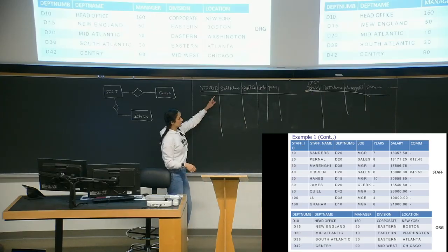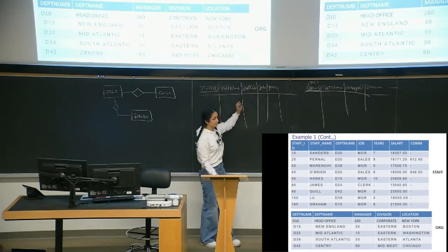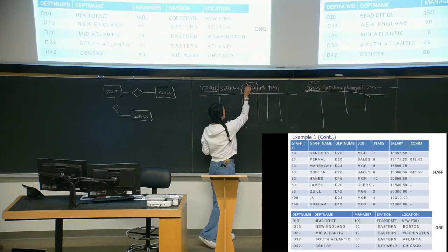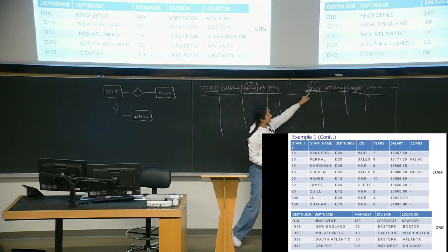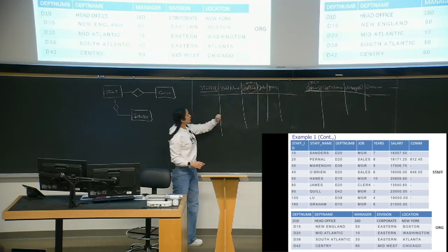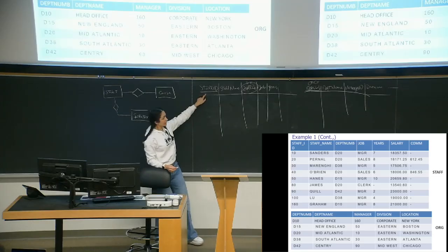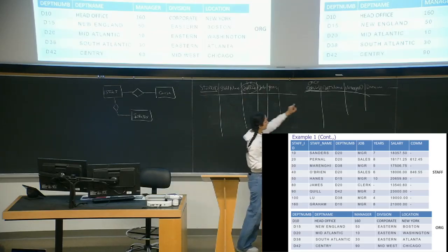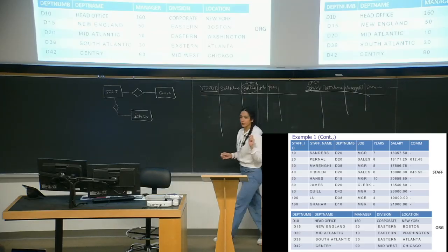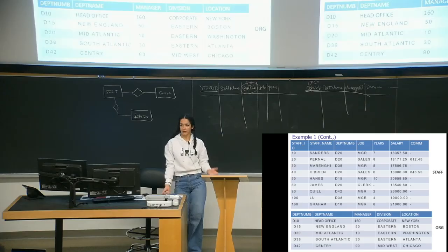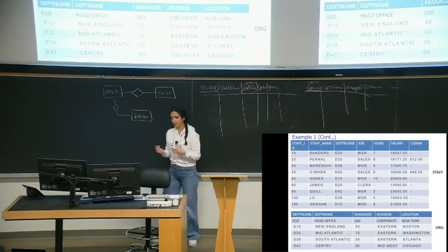Now, as you see, there are two common attributes between these two tables. One is department number, which is a foreign key here, and is the primary key here. Another common attribute is staff ID and manager ID. So manager ID is not a foreign key. It's just a common attribute with the staff ID, and that was another way.